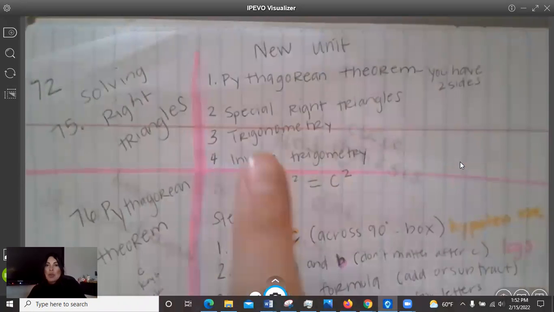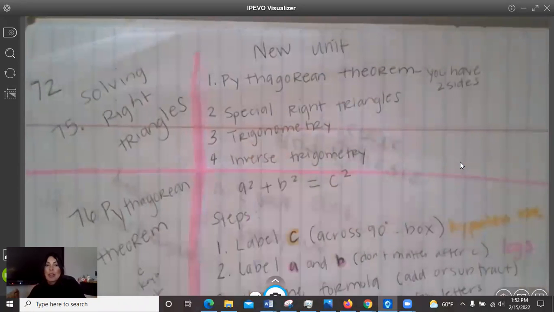The second one will be special right triangles. There are special type of right triangles, and there's a shortcut for those. Third one will be trigonometry, and then number 4 is inverse trigonometry. So that's a brand new unit, and those will be the 4 ways of solving right triangles.